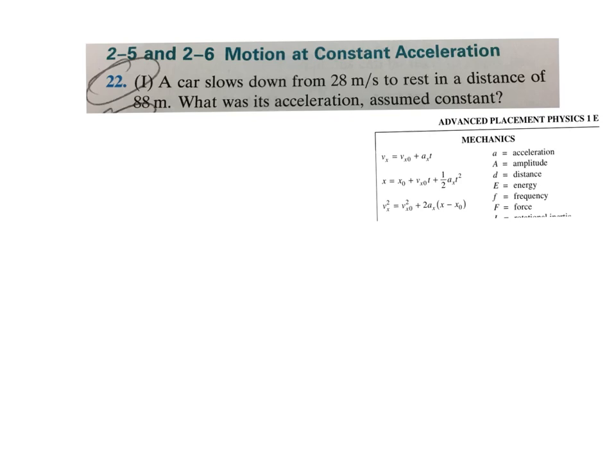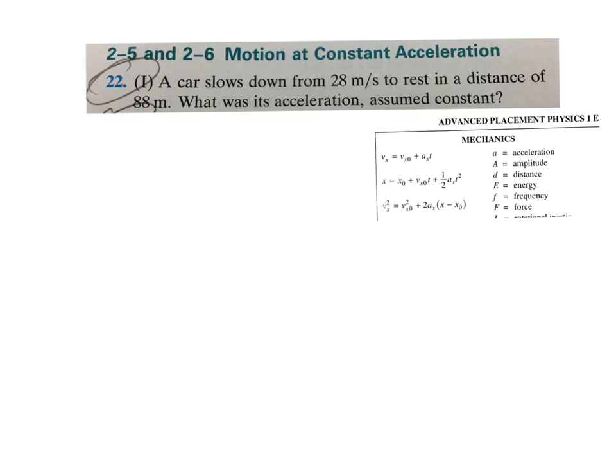Okay, I'm going to show you how to do the guesswork for one of the problems in the problem set. This time we're going to do number 22 from the problem set. Car slows down from 28 meters per second to rest. At that distance, what is the acceleration, assumed constant? Because of course we need to assume constant acceleration in order for our kinematics expressions to work.